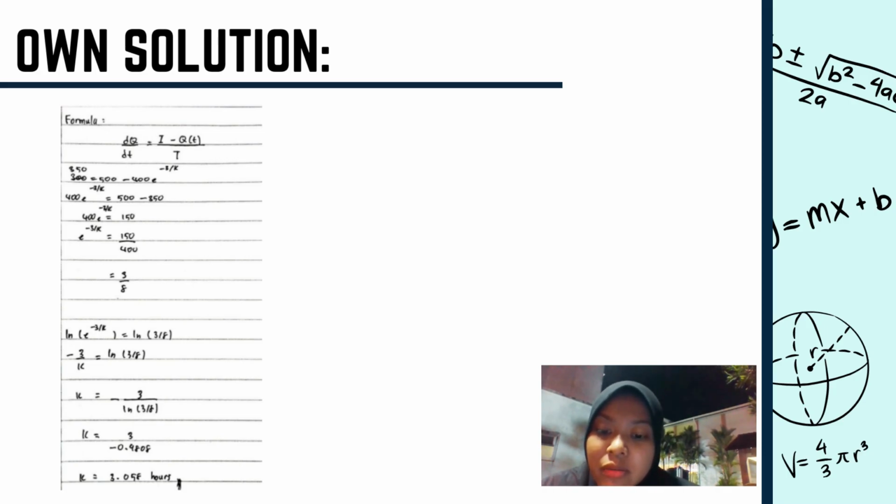Simplify the fraction. k equals 3 over 8. Next, take the natural logarithm on both sides. Natural log 3 over k equals natural log 3t. Finally, the value of k is obtained. k equals 3.05 hours. Hence, the required value of k has been determined.